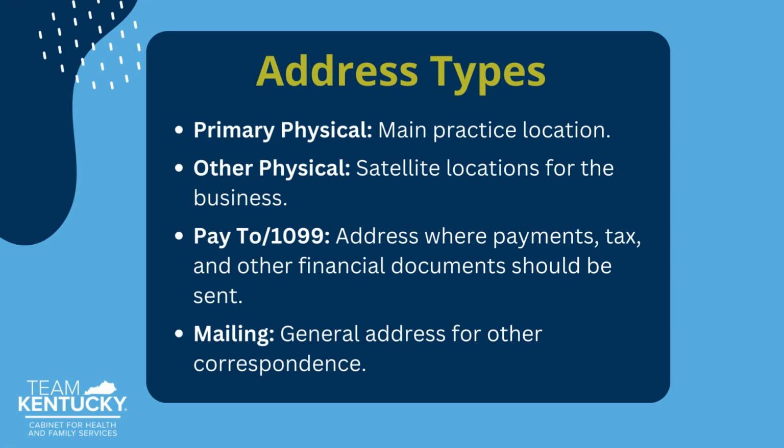Second is any other physical addresses. Other physical addresses should be added for any satellite locations. This address type is only available for certain provider types, and another physical address should not be listed as a duplicate of the primary physical address. A post office box address is not permitted.